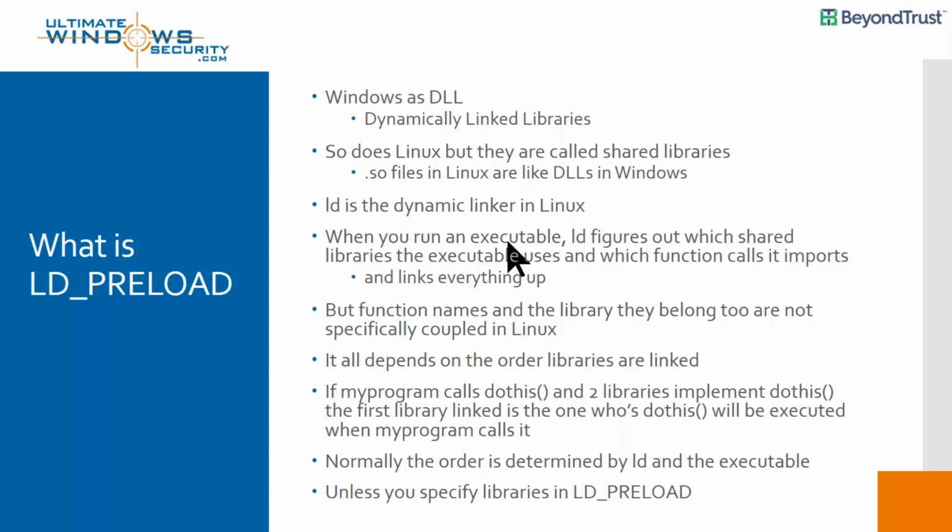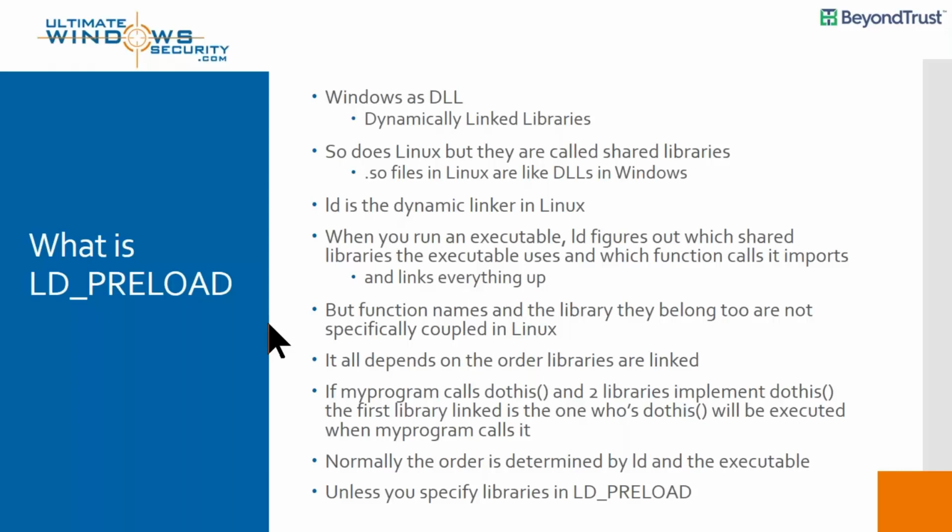So if more than one library implements the same function call, then it all depends upon what order the libraries are loaded and linked in. If my program calls "do this" and two libraries implement "do this," then the first library linked is the one whose "do this" is going to be executed. Normally, that order is determined by LD and the executable.